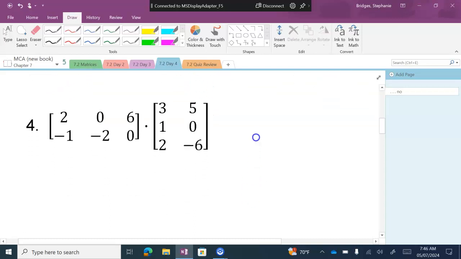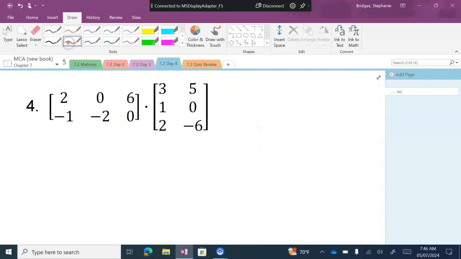Okay, so let's start with the sizes. What is the size of my first matrix? 2 by 3. And what is the size of my second matrix? 3 by 2. Okay, so again, we're going to check. Can we multiply? Yes. And then what size is my answer going to be? 2 by 2. Okay, so just keep that in mind. When we get an answer, we should have 2 rows and 2 columns.